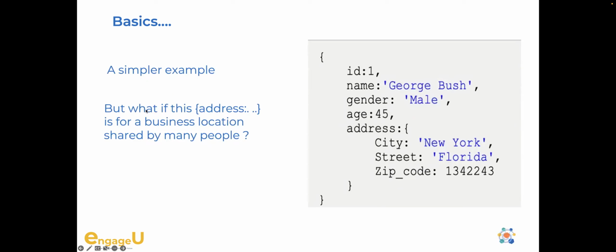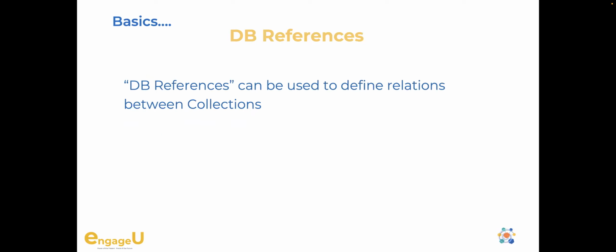But the first thing I think a typical traditional FileMaker or even a SQL developer is going to ask is, what if that address is for a business location and is shared by many people? Now, MongoDB offers one technique, and supposedly, obviously, I meant to say this before I hit the button, the address changes for all of them. A tool called DB references can be used to define relations between connections.